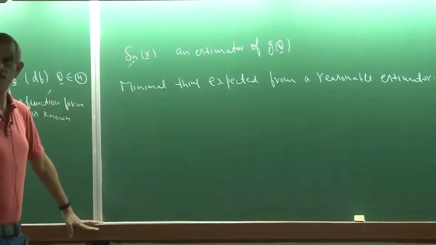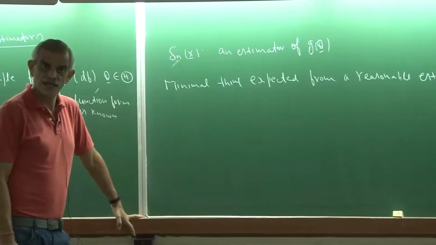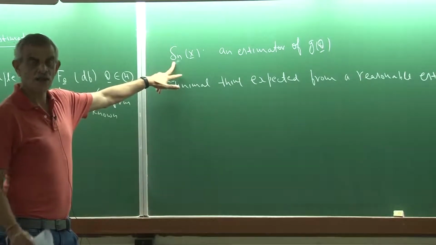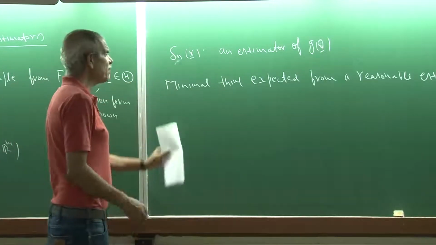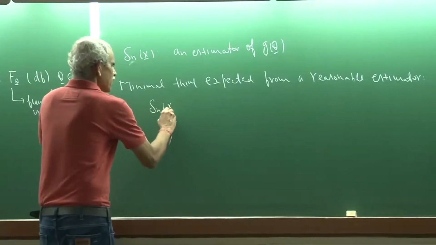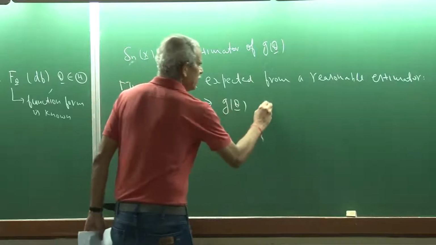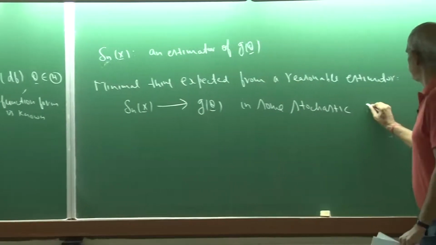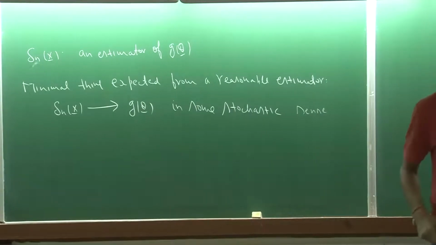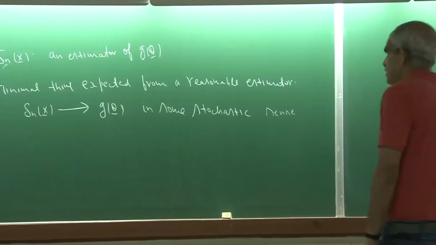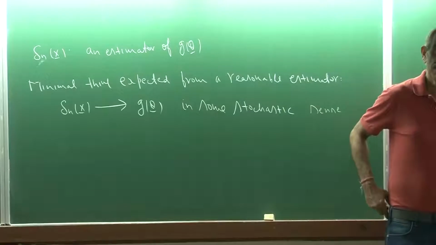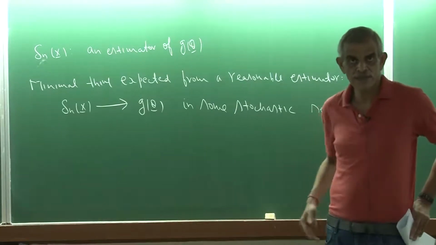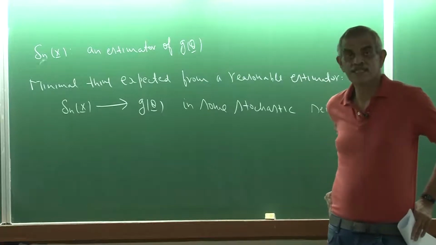But note that delta_n is not a sequence of real numbers, so I cannot talk about convergence in the usual sense of convergence of real numbers. Here I have to talk about convergence of stochastic quantities, or probabilistic convergence. So the minimum thing expected is that delta_n(X) converges to g theta in some stochastic or probabilistic sense. You have studied many kinds of convergence. One such is convergence in probability. You can talk about convergence in rth mean, in particular convergence in the second mean, which would be nothing but the expected value of (delta_n(X) minus g theta) whole square.